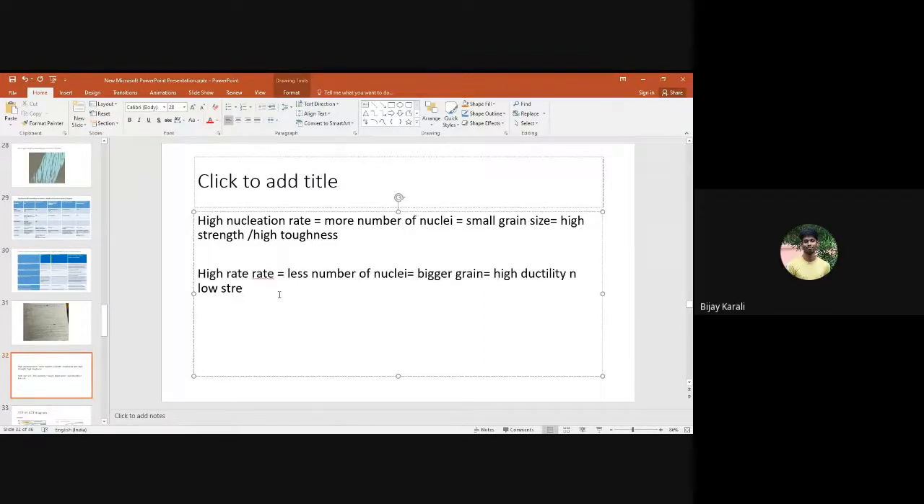Sir, small grains means they have a finer grain structure, and bigger grains means coarse structure. Coarse structure, very good. Then coarse structure has less ductility.